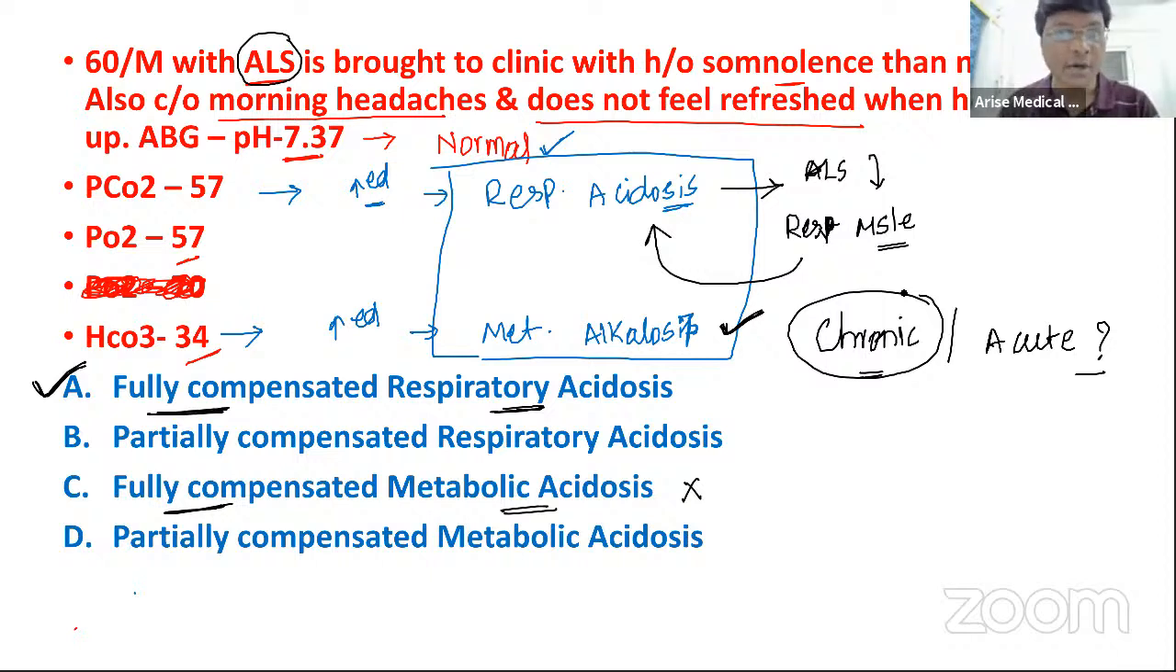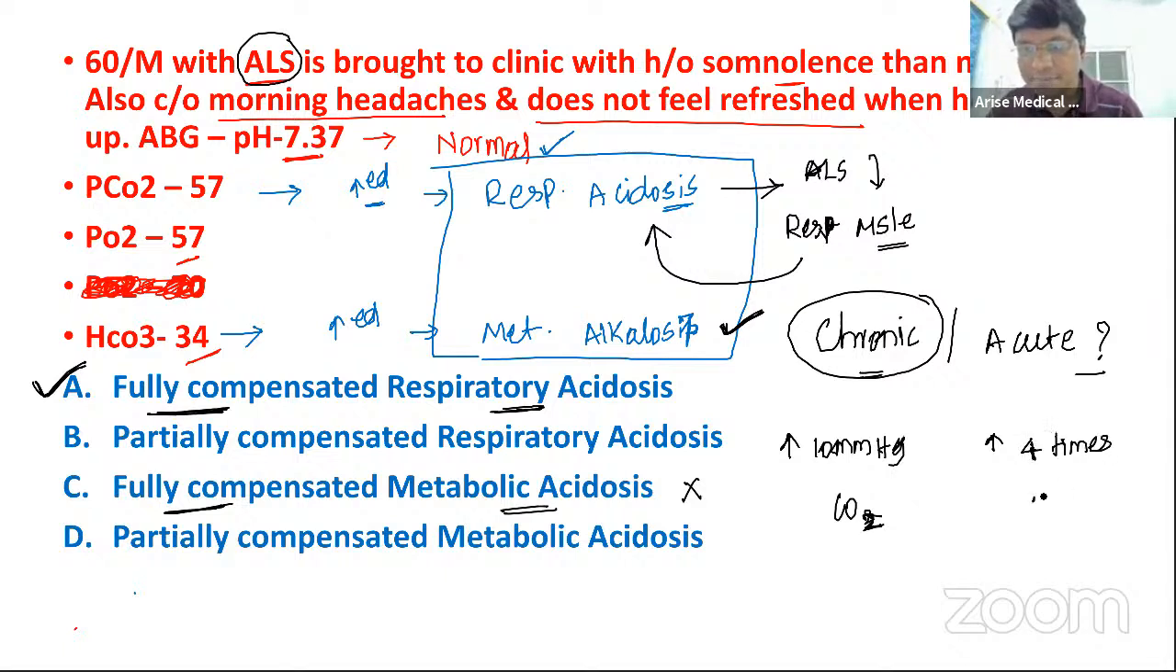Why and when and how do we call it chronic? Let me tell you. See, for 10 millimeters of mercury rise in your carbon dioxide, how much should be the rise in bicarbonate? If it is chronic, there should be 4 times increase in your bicarbonate, right? There should be 4 times increase in your bicarbonate if you want to call it chronic.